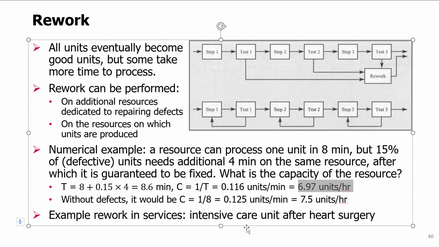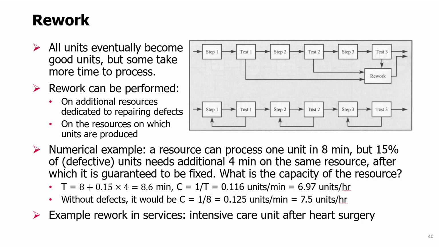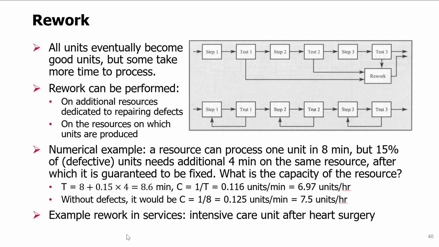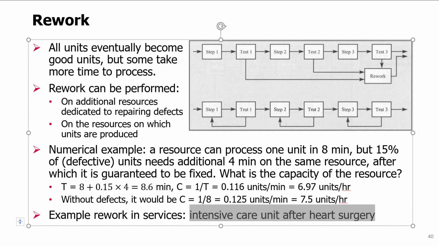It's almost 7 units per hour. Well, without defects, we can compare this to 1 over 8, which would be 7.5 units per hour. So you see the way that rework, or the less than 100% yield, is causing a decrease of capacity from 7.5 to slightly below 7. And an interesting example of kind of extreme rework in services is intensive care unit after heart surgery, right?